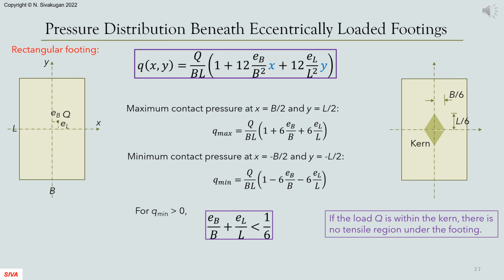From the general expression, we deduce the expressions for the maximum and minimum soil pressure, which occur at two corners. The light green rhombus shown on the right is called the kern. If the load acts within the kern, the entire soil beneath the footing is in compression.